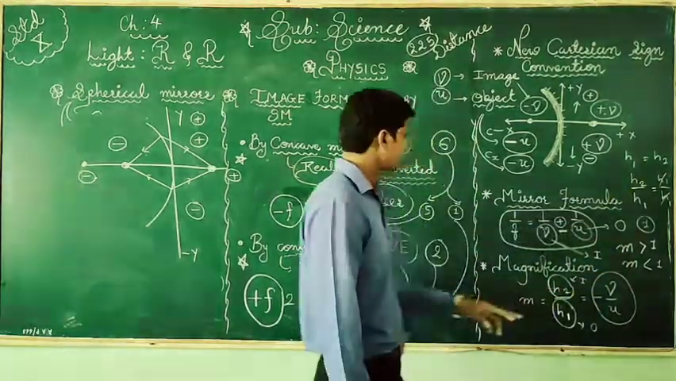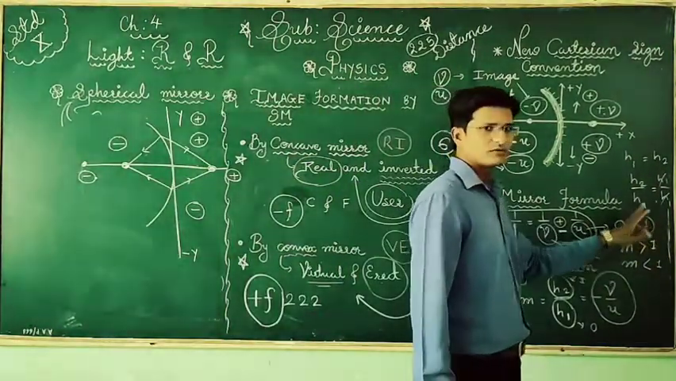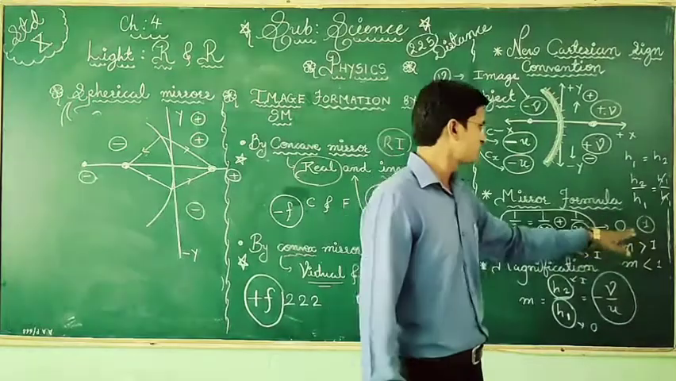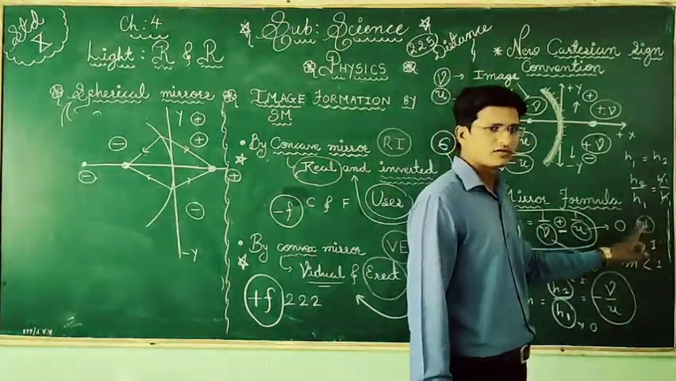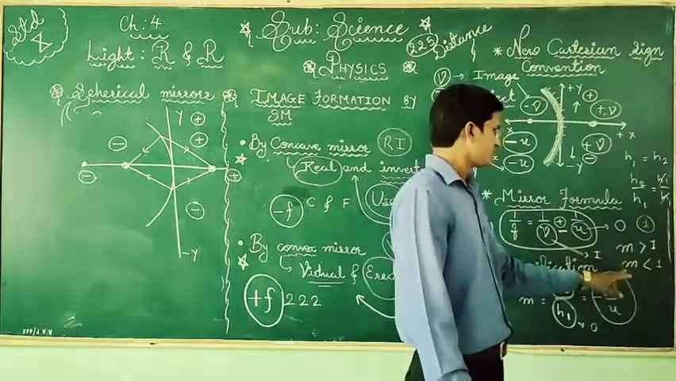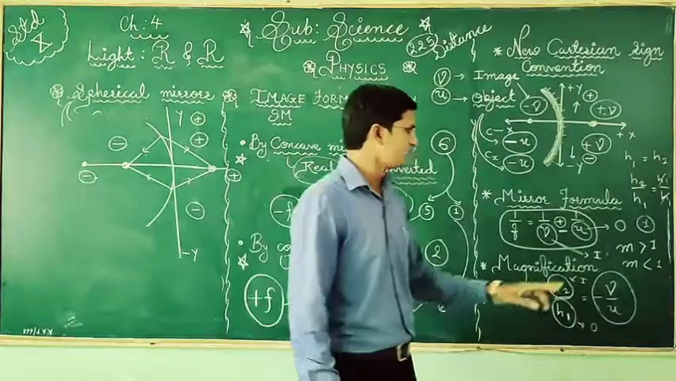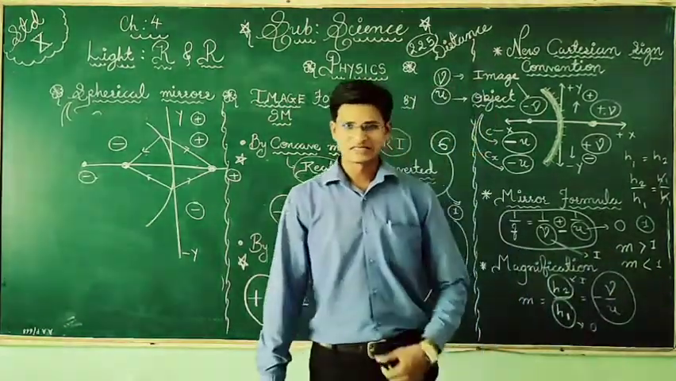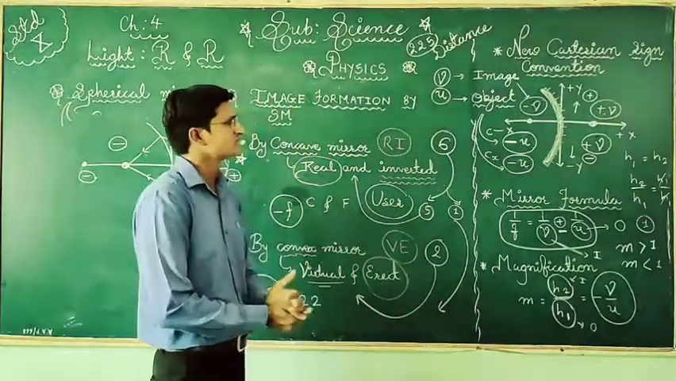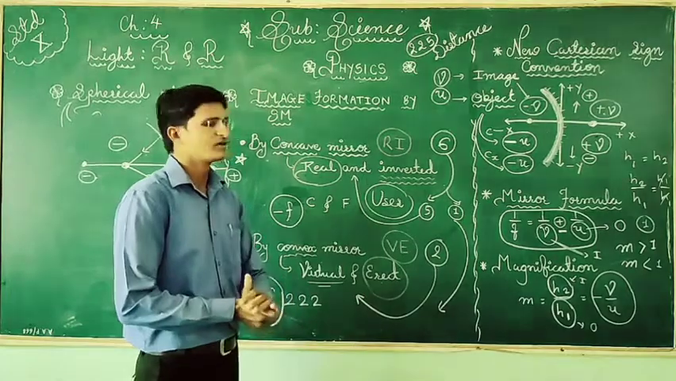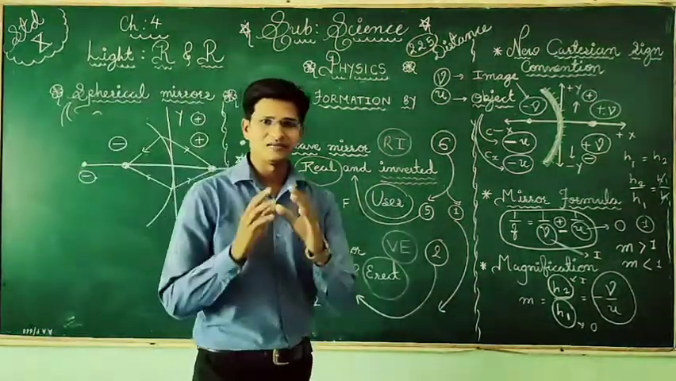Now three conditions. When h1 is equal to h2, the magnification will be 1. If h2 is greater than h1, magnification is greater than 1. Third condition, if h2 is less than h1, magnification is less than 1. So these are the basic concepts regarding the new sign convention, mirror formula, and magnification.